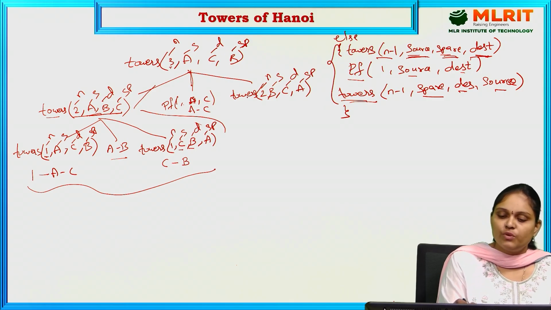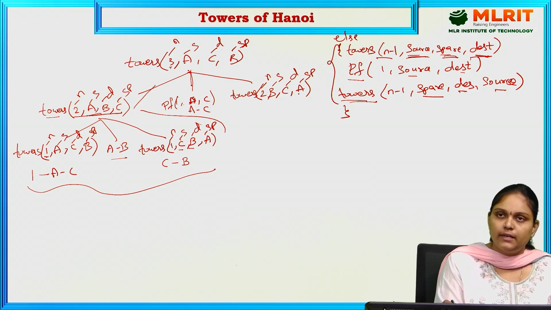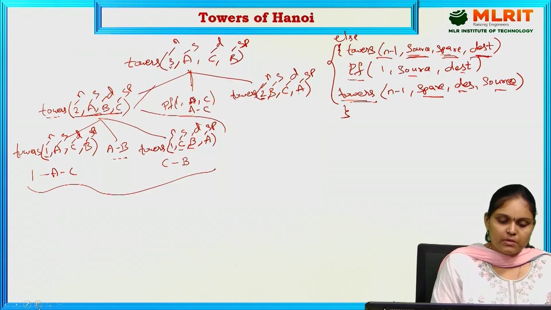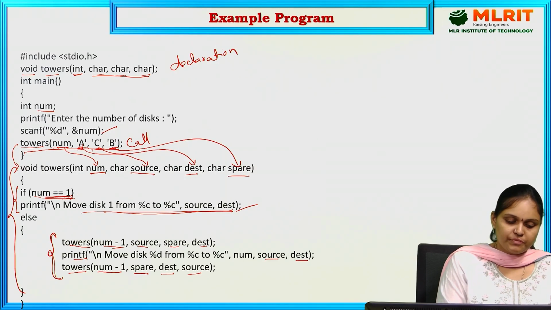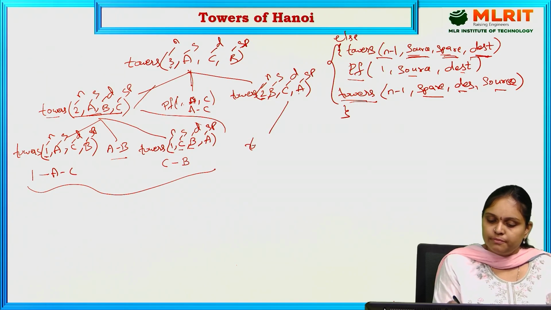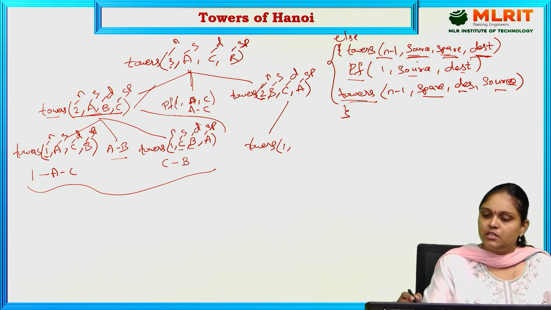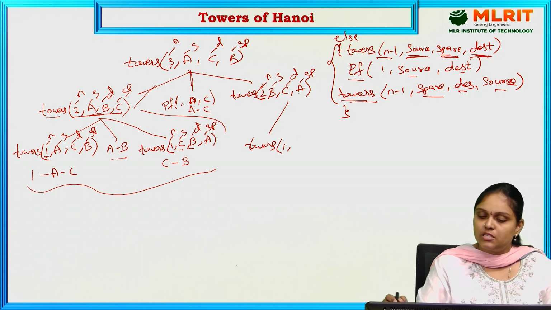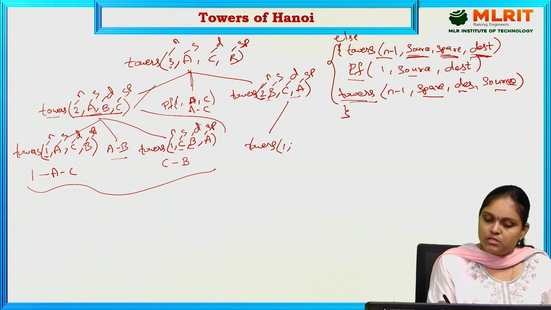So again, next we have the towers function. So towers again 2, B, C and E. Now the num value is equal to 2. So if num is equal to 2, this condition is false. So these three statements will get executed. So again we are calling this towers function with n-1, that is 1. And next here what we have: source, spare and destination. So from this function, source is B, spare is E and destination is C.